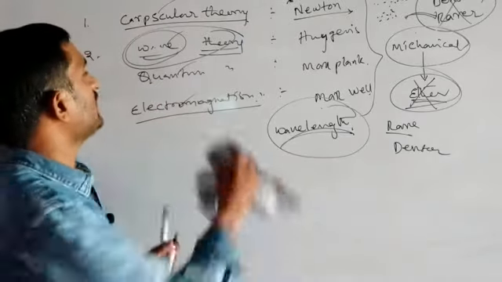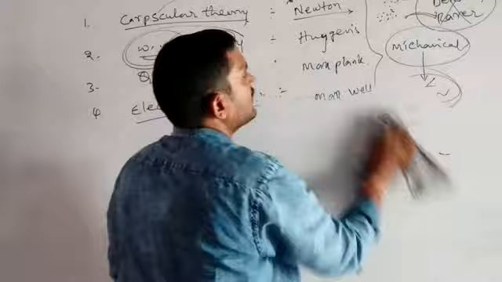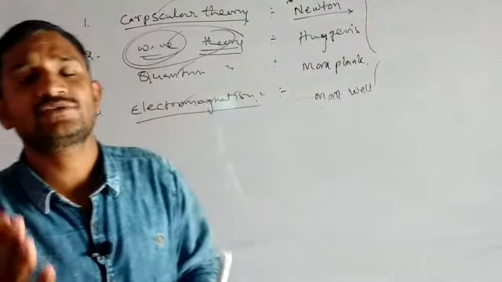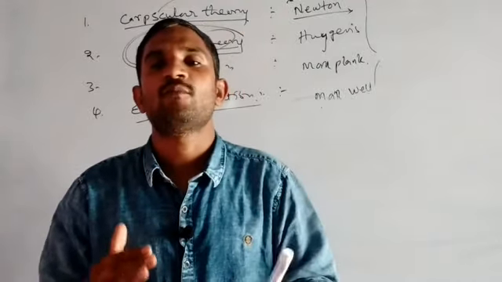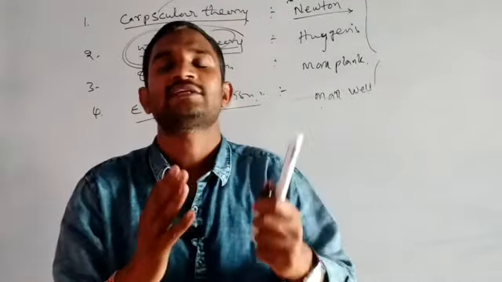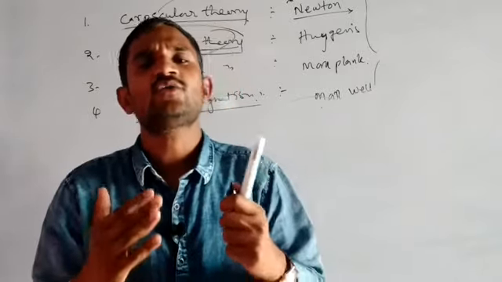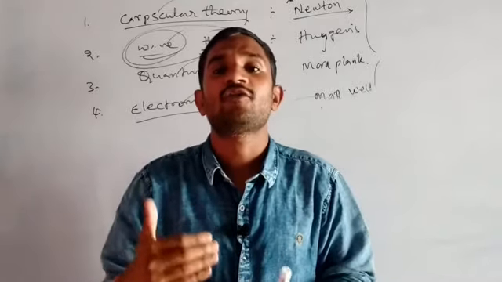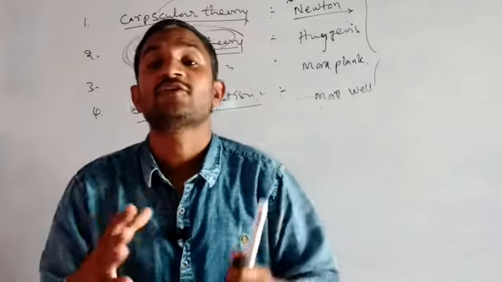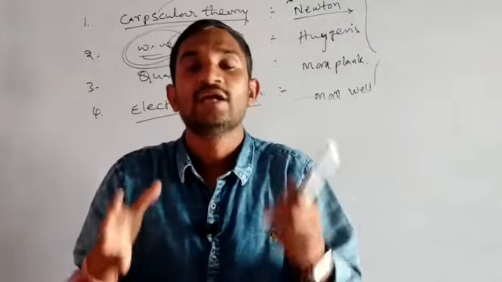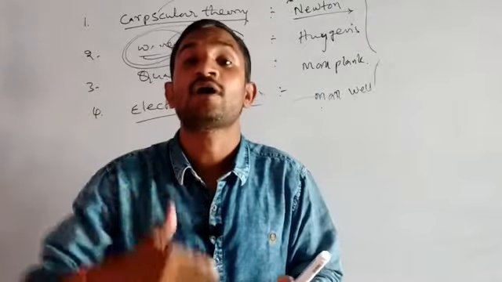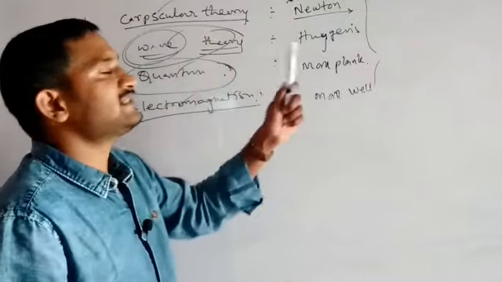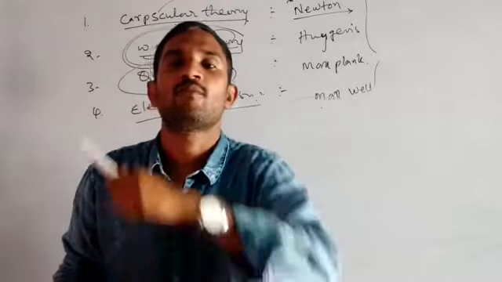Third one, quantum theory. Who proposed the quantum theory? Max Planck proposed the quantum theory. One question, it is also a previous question: who is the father of modern physics? Max Planck is the father of modern physics. Why do we consider Max Planck the father of modern physics? After the development of the quantum theory, the physics we are learning nowadays was completely developed after Max Planck's quantum theory. That's why this scientist is considered the father of modern physics.